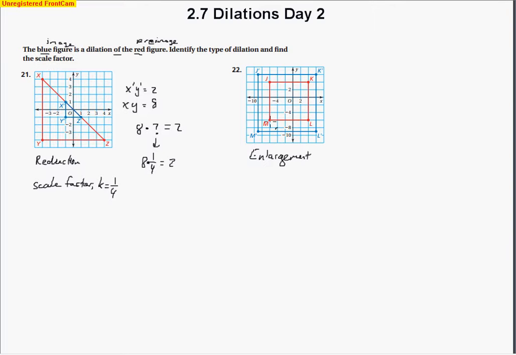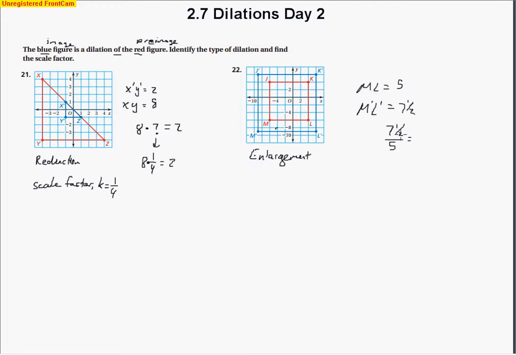Now, if I look at the units here, I got 1, 2, 3, 4, 5 units. So M to L is 5 units. And when I look at this one, I go 1, 2, 3, 4, 5, 6, 7 and a half. So M prime to L prime is equal to 7 1/2. Well, how do I figure out how much it changed? Since I know it's an enlargement, I'm going to go ahead and put the 7 1/2 on top and the 5 on the bottom.